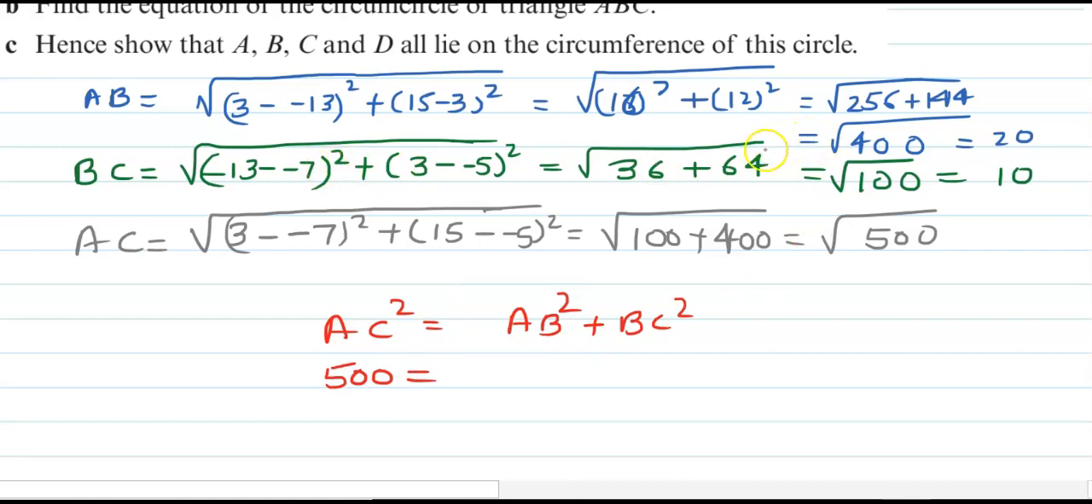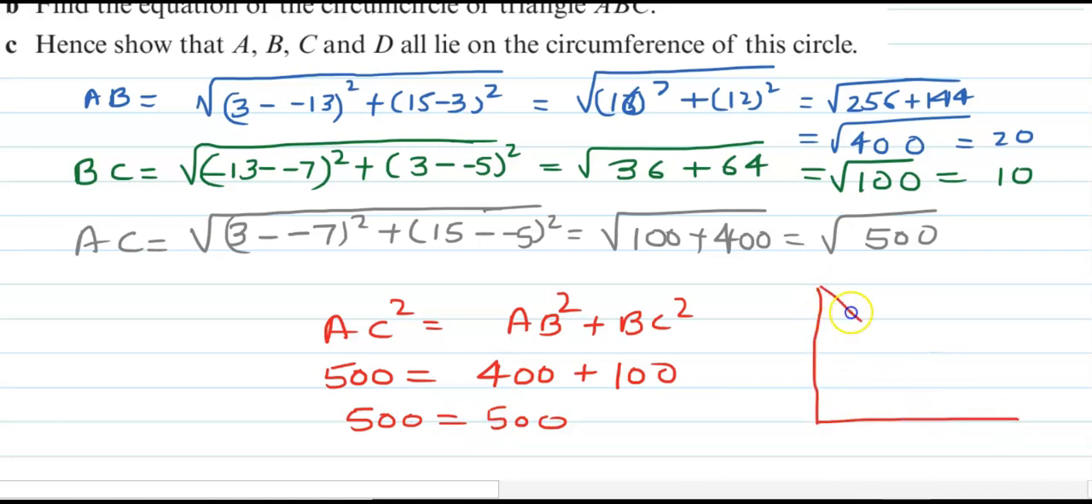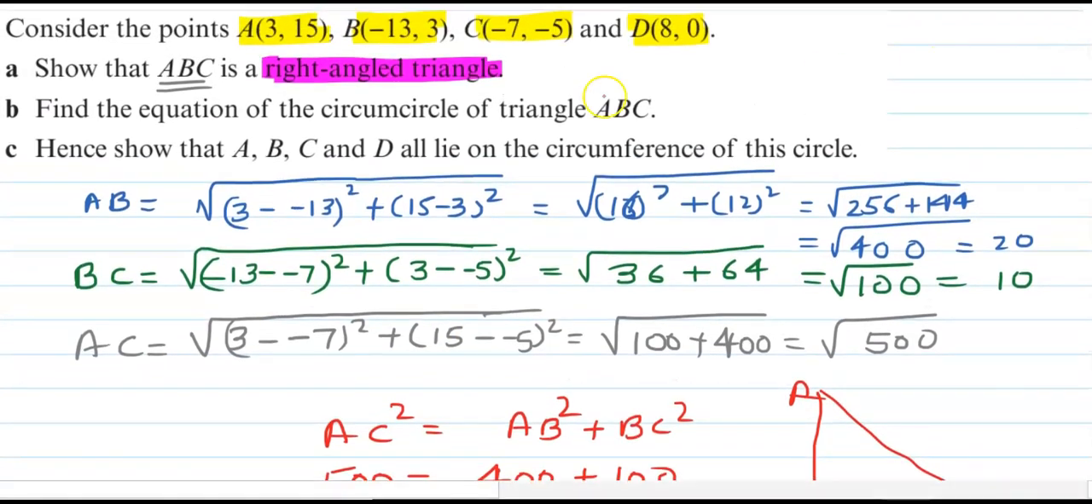AB is root 400, and root 400 square is 400. BC is root 100, and its square is 100. So 500 equals 500. It means they follow the Pythagoras theorem. So AC will be the longest side, and B will be in the middle. So A, B and C are forming a right angle triangle.